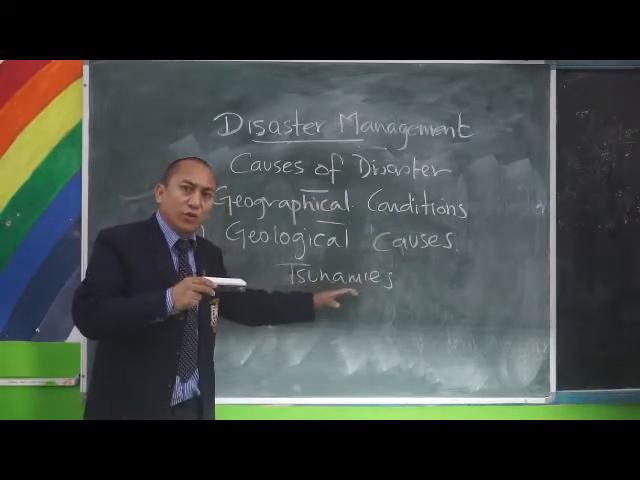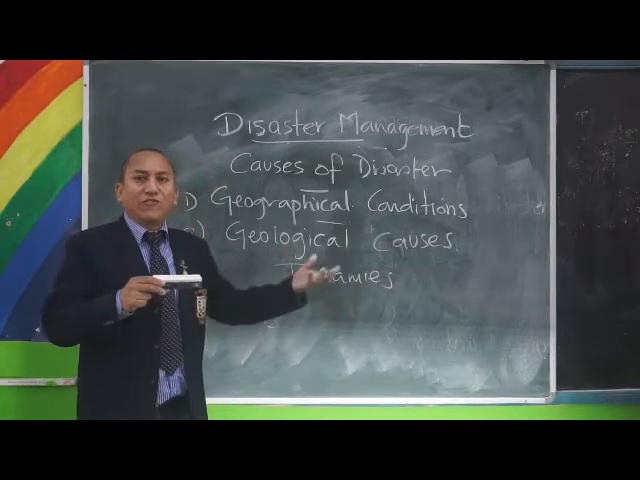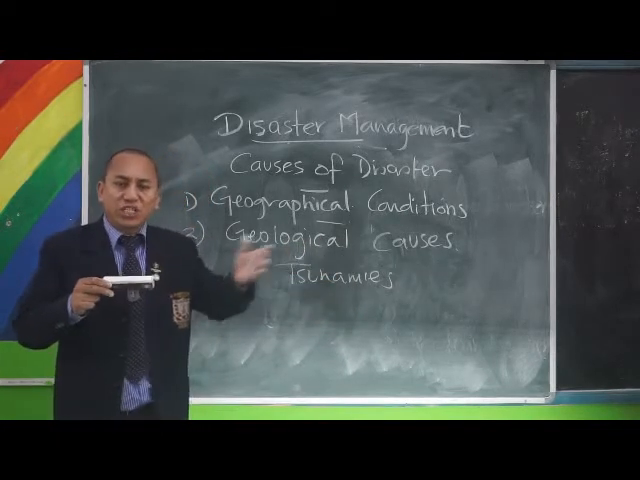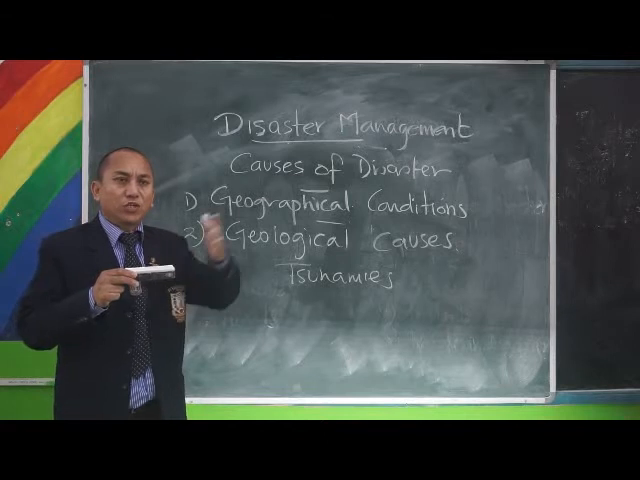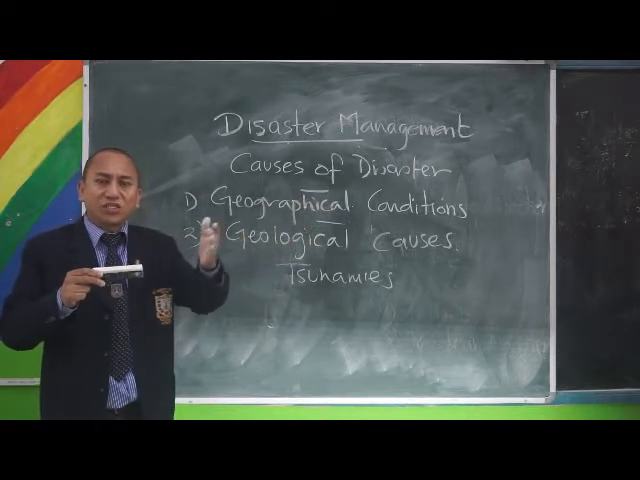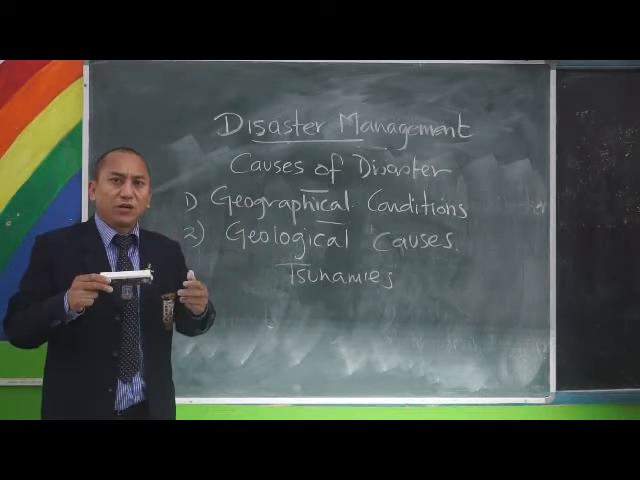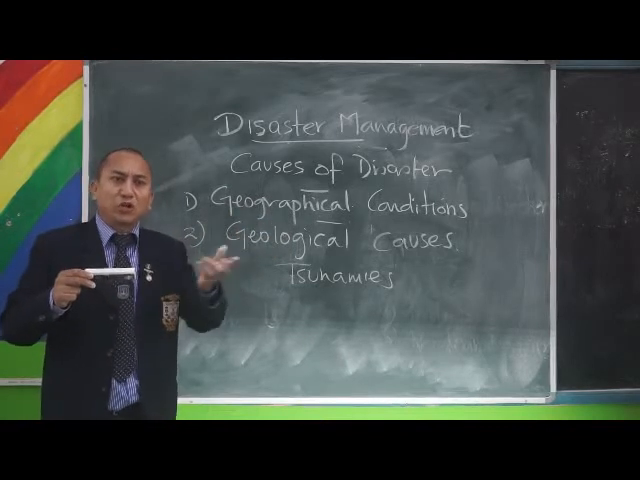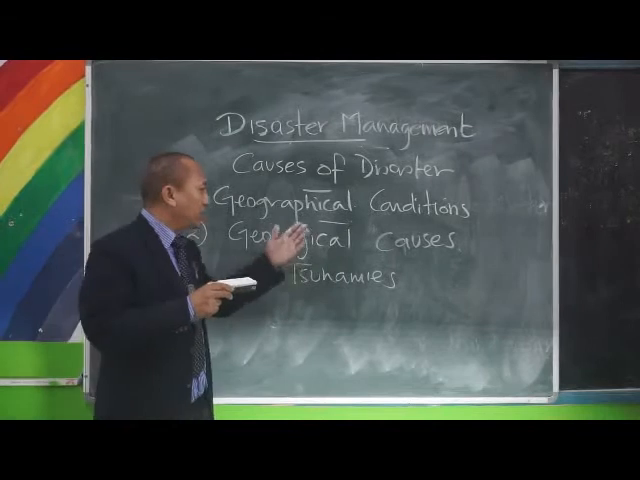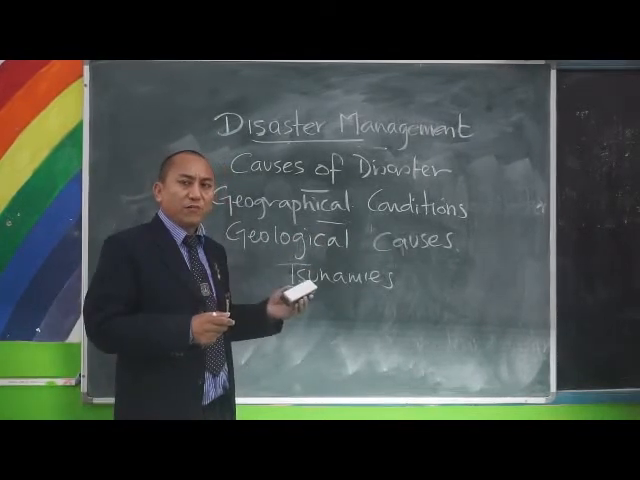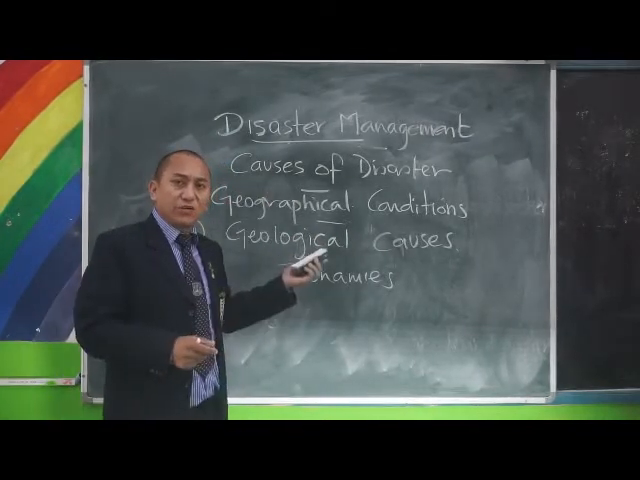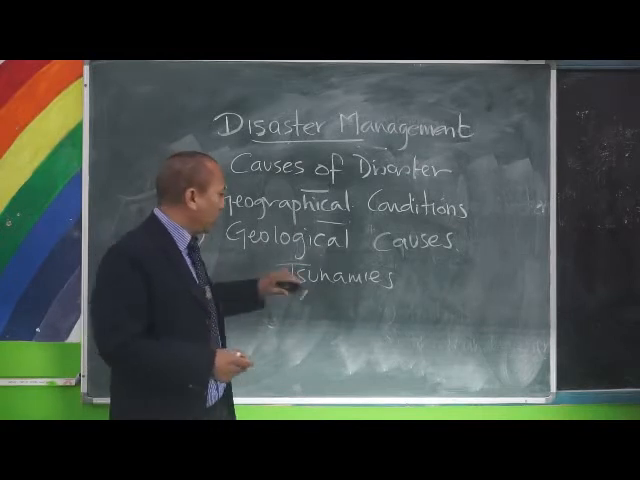So this is also one of the ways in which a lot of life and property is damaged when it comes to the seashore. When the tsunamis approach the coastal areas, they destroy the entire coastal areas. People lose their lives, the property is all destroyed. So that is also one of the geological causes for disaster, tsunamis.